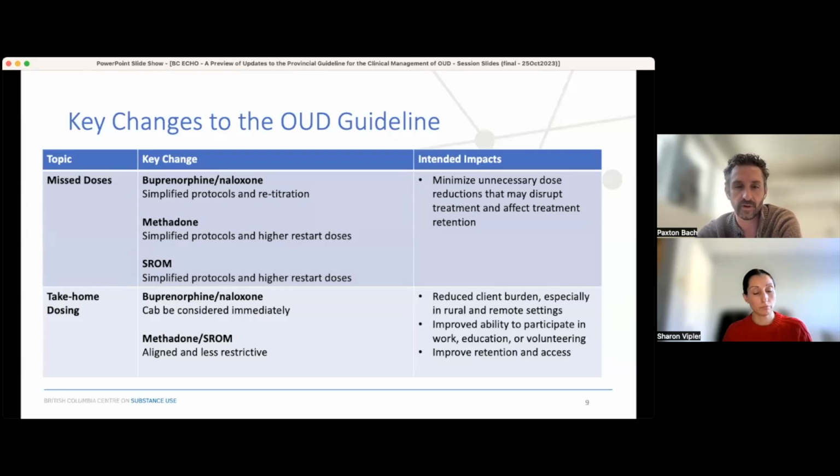And lastly, and perhaps most significantly, there's been a significant change in the approach to take-home dosing, where slow-release oral morphine is now recommended for take-home doses in the same way that methadone is in appropriate patients, which is new. The entire approach to accumulating take-home doses has been made far less conservative, and is a pronounced change from the very restrictive and conservative guidance that predated this guideline. I will talk a little bit about that and the evidence that informed those decisions.